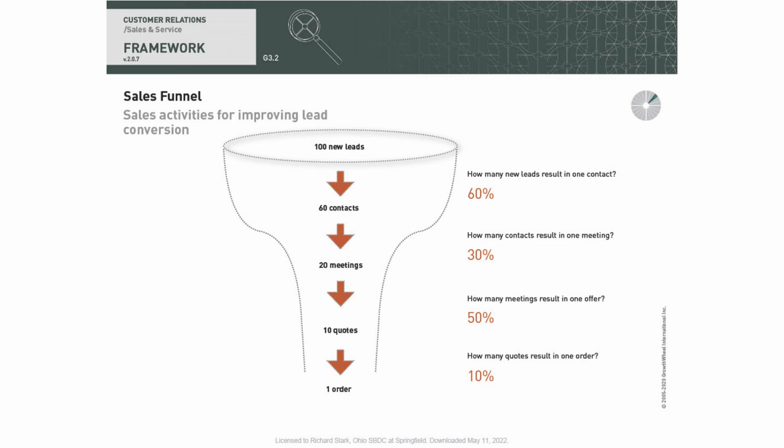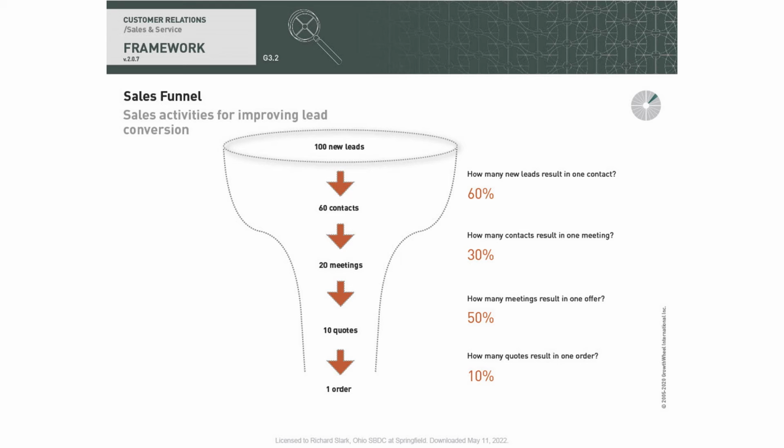Here's some topics for discussion. How well are you doing in sales right now? How many orders do you need to do well? How many orders does it take for the company to reach its goal for monthly or yearly turnover? How many offers, meetings, contacts, and leads does it take?